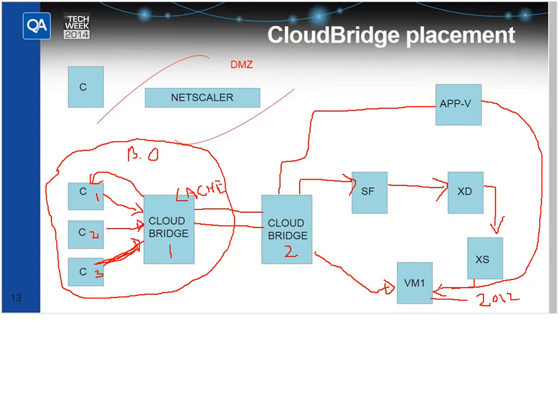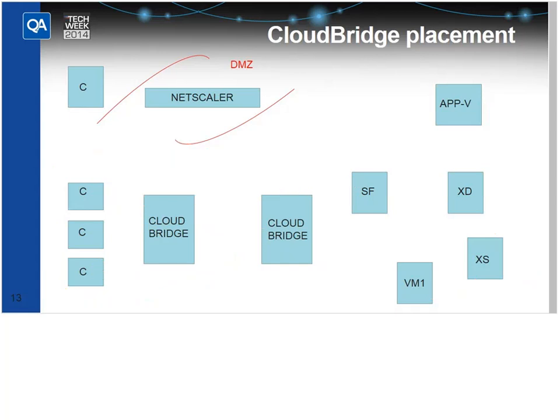I'll just clear that down a little bit. Let's just get rid of all of those. We do a similar kind of thing for external clients. So there's a client there at the top, which is potentially going to a NetScaler appliance within a DMZ. And that NetScaler appliance may be going to a CloudBridge, and CloudBridge again, as we had before, going to StoreFront, to XenDesktop, etc. All that kind of flow that we already know.